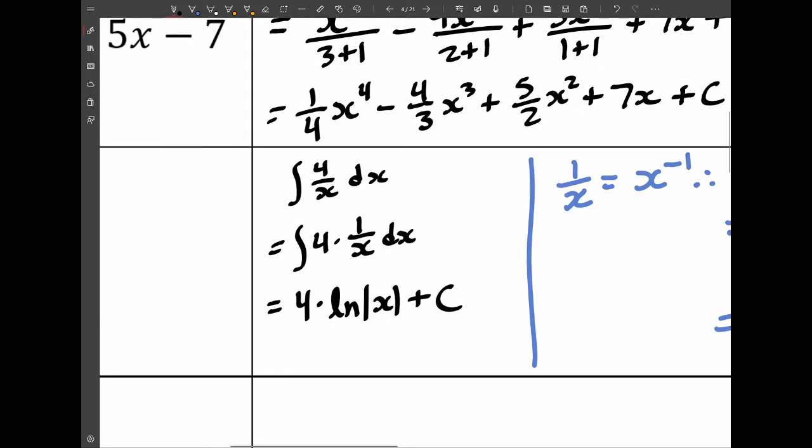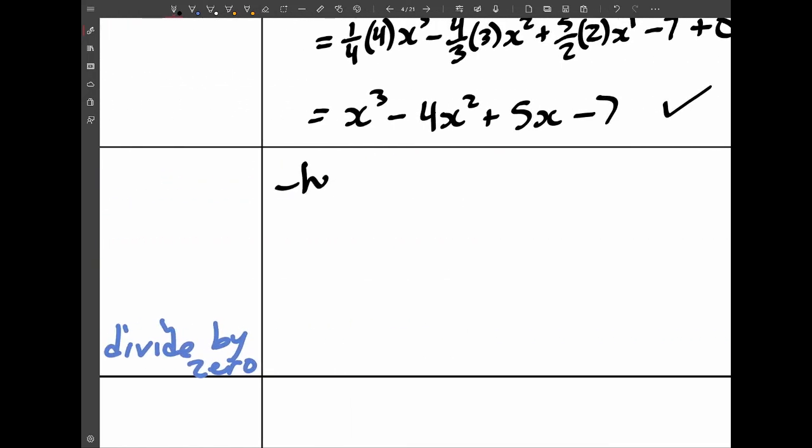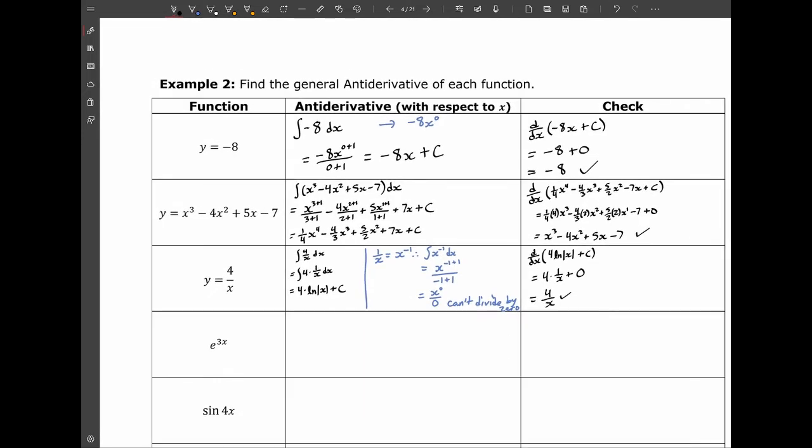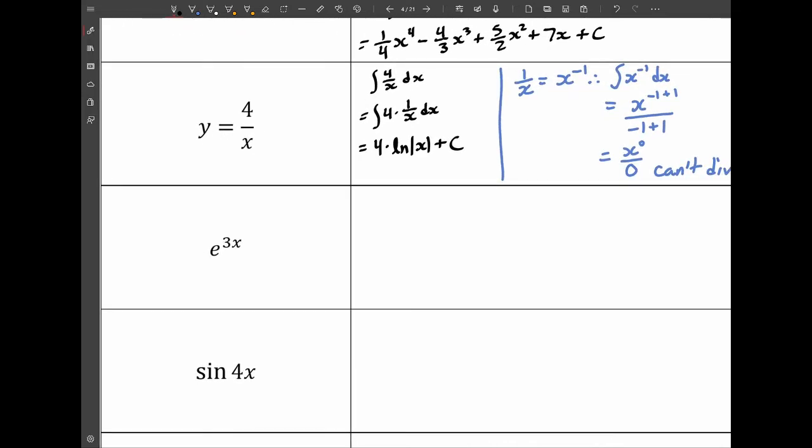So if we check our work here, we find that we're looking for d/dx of 4 natural log of x plus c. And we know, based on our derivatives for natural logs, that's 4 times 1 over x plus 0, which is just 4 over x. So be careful. Don't try and use the power rule thing when you're dealing with 1 over x. It won't work. It'll work for other negative exponents, just not x to the -1. Okay, because that's the one where we're going to get division by 0.